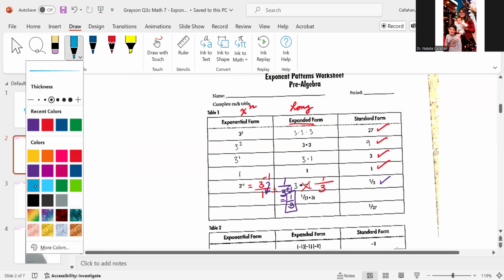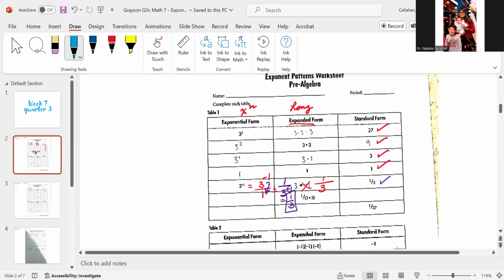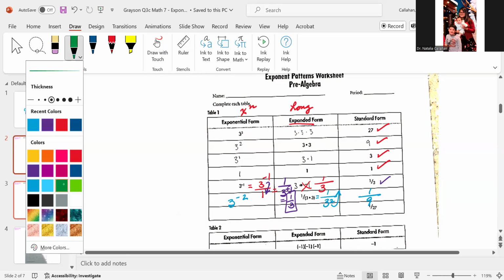Let's take a look over here. Okay, 1 over 3 times 3. That's the same thing as 1 over 3 squared, right? Okay, so if I move this up, because before it's like this, correct? It'll be 3 to the negative second power. Do you see that? And 3 times 3 on the bottom is just 1 over 9. Right? Okay.